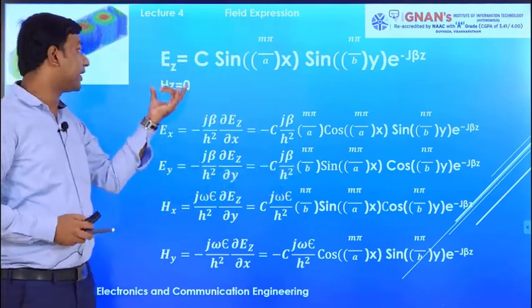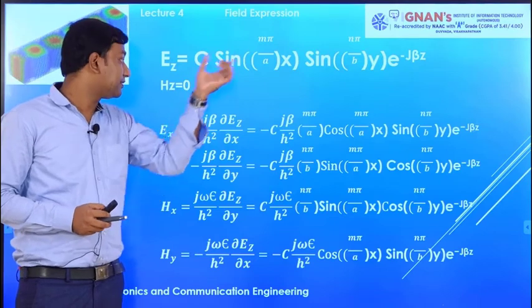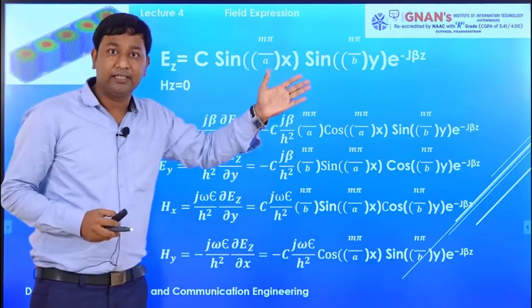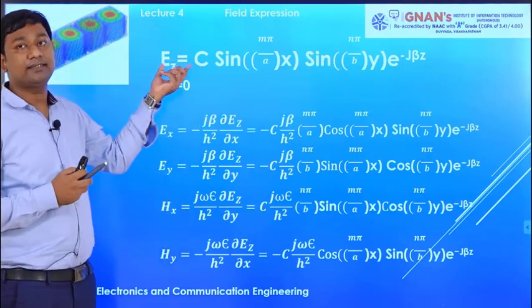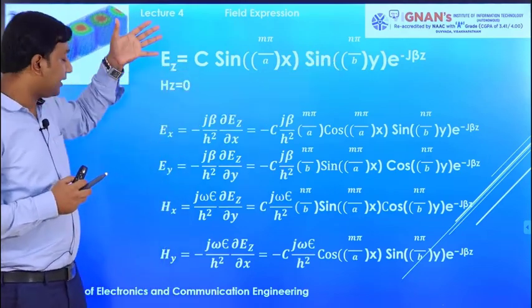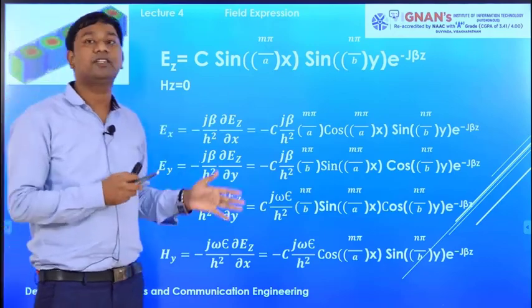So in the transverse magnetic mode, the Hz component is 0 along the z direction. There is no magnetic field along z, but an electric field is there. That is the total field expression for the transverse magnetic mode.